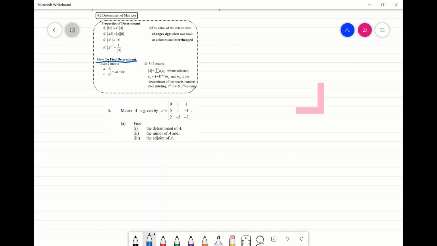How to find determinant. So we discussed just now how to find determinant of a 2 by 2 matrix. Now, how to find determinant of a 3 by 3 matrix? We do have this formula here, so I'm going to write down the formula.